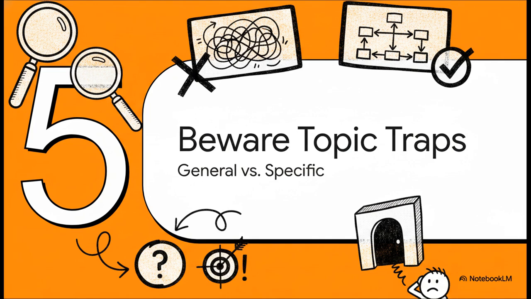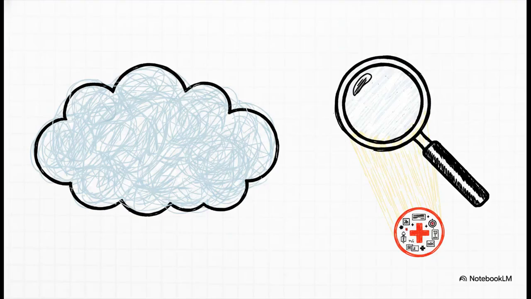Which brings us to section 5, beware of topic traps, navigating general versus specific ideas. Now, what's really interesting about this slide is how test makers will actively try to set traps for you. They might give you 2 paragraphs discussing the exact same general topic, but you have to ask, is your extract a broad summary or a highly specific case?